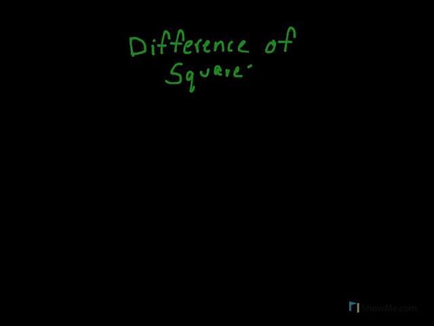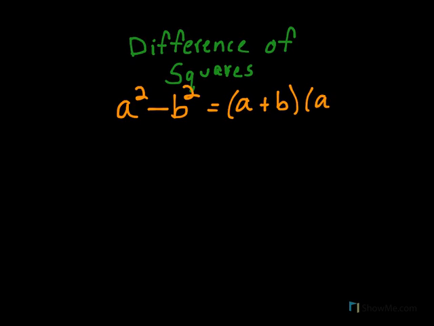Now there's something key in the name of difference of squares. I'm going to write right now the general form: a squared minus b squared equals a plus b, times a minus b. This is a special case.